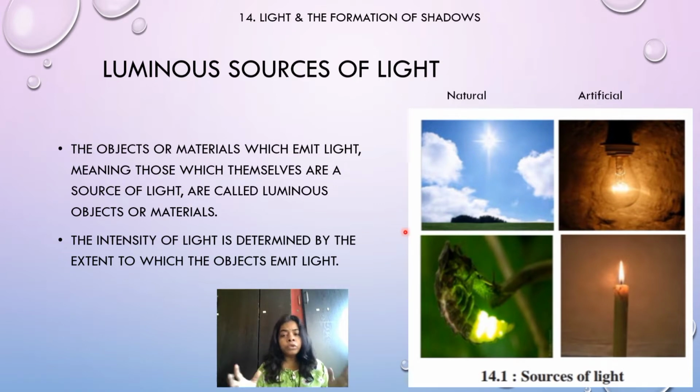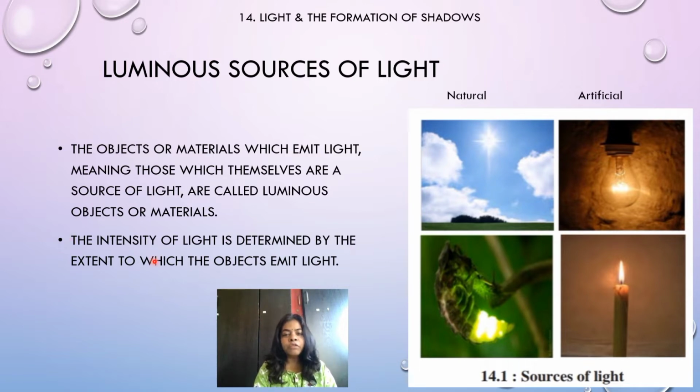So those sources of light which have their own light are called luminous sources of light. Luminous means they will have their own light, they will emit, they will give out their own light. The objects or materials which emit light, meaning those which themselves are a source of light, are called luminous objects or materials. These are luminous materials, children.